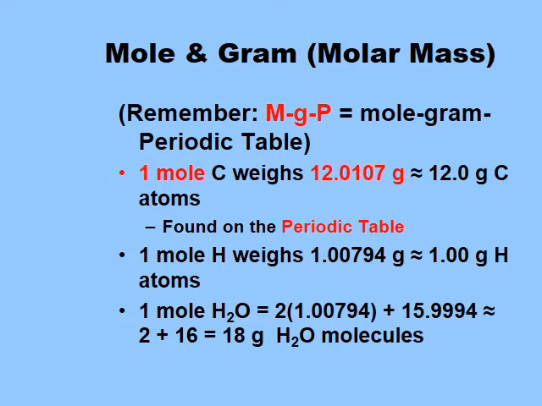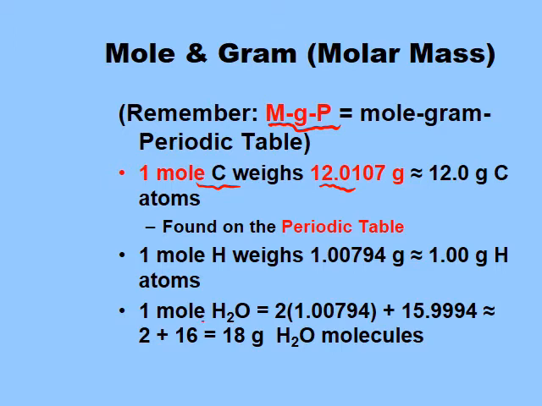I used to remember it like this, especially when I'm talking about the mole-gram relationship: MGP, mole-gram periodic table. If I have a mole of carbon, by looking at the periodic table, look under carbon, you'll see this number, and that's the gram. So that means if I have 1 mole of carbon atoms, that would weigh 12.0107 gram, same as their atomic weight.